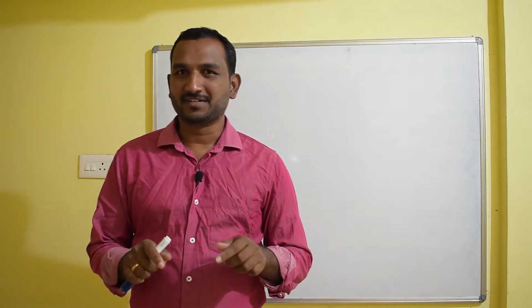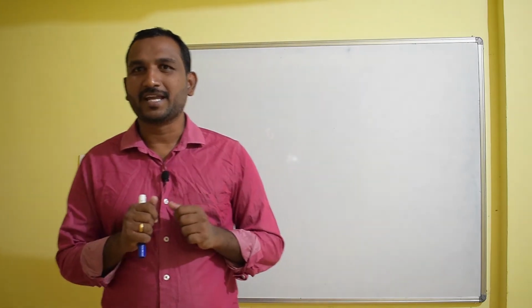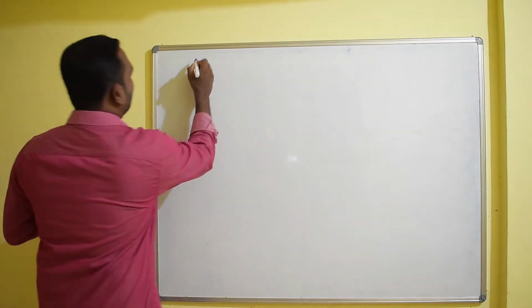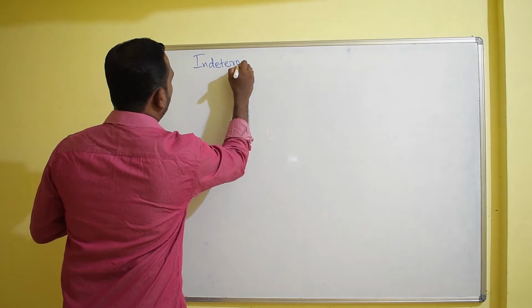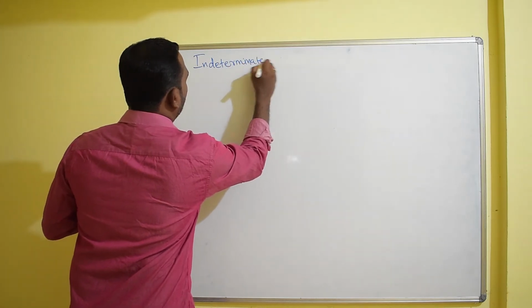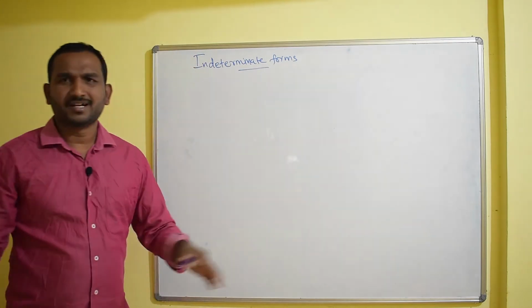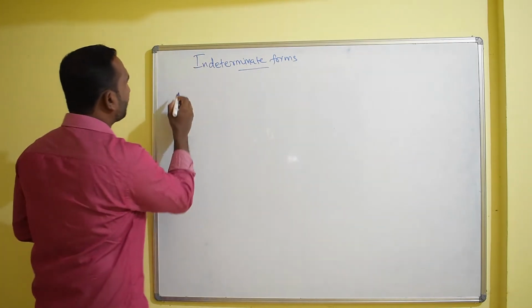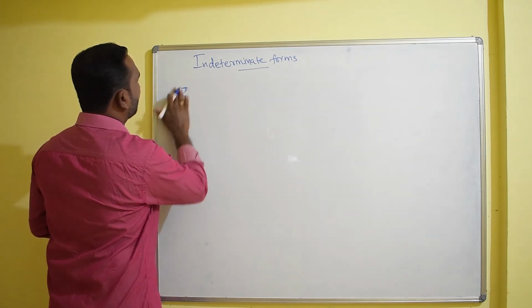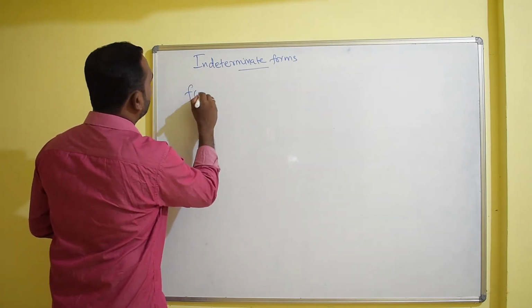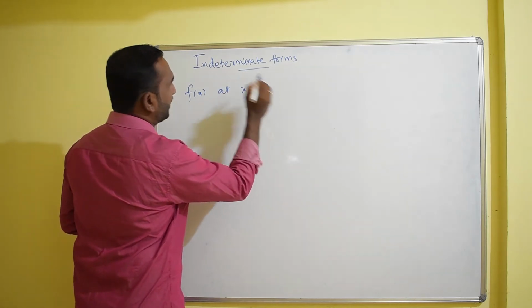In this video lecture, we are going to discuss indeterminate forms. What is meant by indeterminate forms? Suppose I have the function f of x. Let us take some function, f of x, at the point x is equal to a.